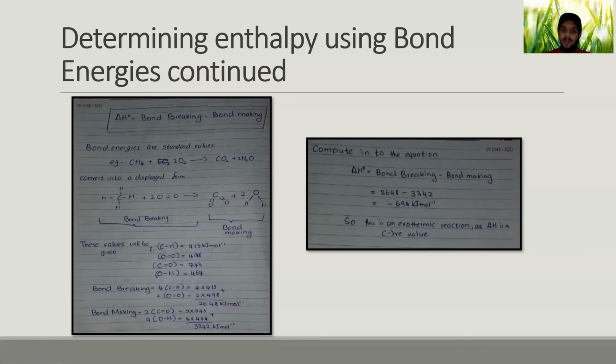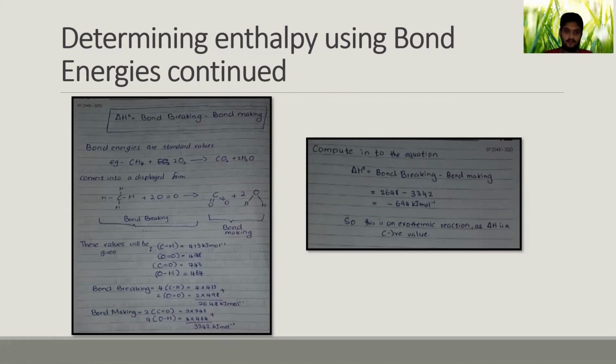Then if you go to the bond making side, you have carbon dioxide, carbon and oxygen. One of these C=O bonds is 743, but we have 2 of them, so we multiply by 2. And then we have the O-H bond, which is 464, but here we have 4 of them, so you multiply by 4. You perform your arithmetic and you arrive at an answer of 3342 kilojoules per mole. So that is the amount of energy used in bond making.